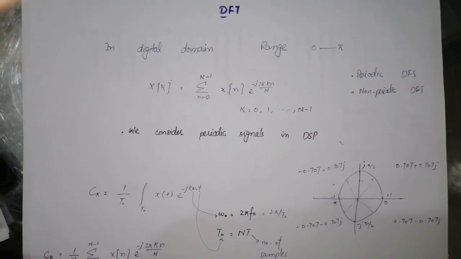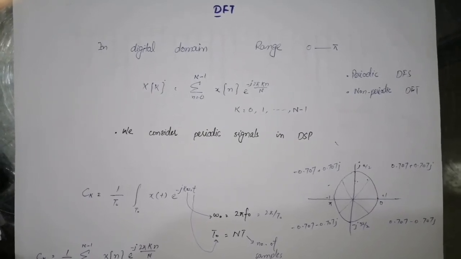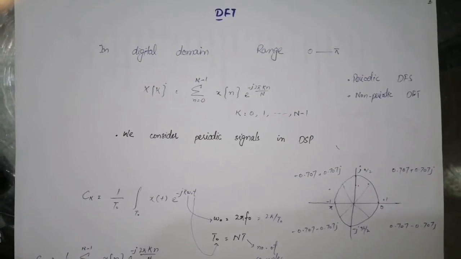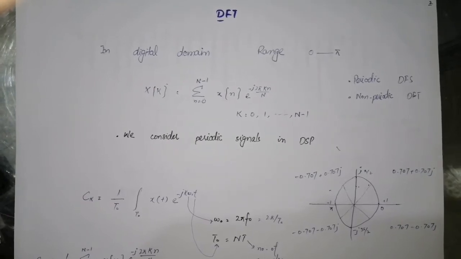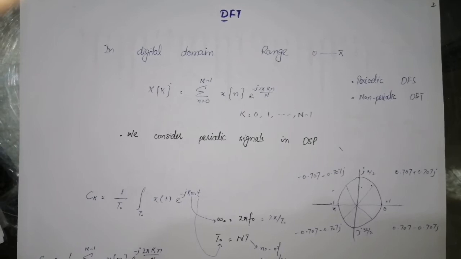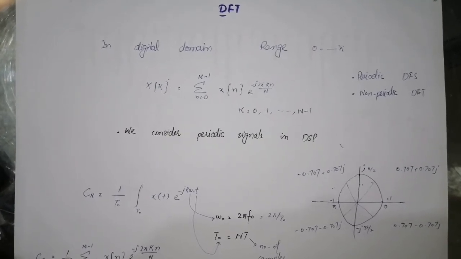Discrete Fourier transform. In digital domain, the range of discrete Fourier transform is 0 to pi, and we have the formula X of k is equal to summation from 0 to N minus 1 x of n e raised to the power minus j 2 pi k n over N, where k ranges from 0 to N minus 1.